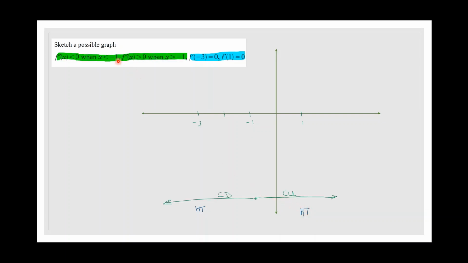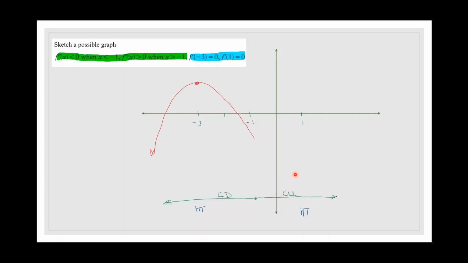Now we're going to tackle the second derivative part. So you're told here that it's going to be a negative second derivative, which indicates it's going to be a concave down function for all the values of x that are less than -1, and then concave up values for x greater than -1. So we have concave up for values that are greater than -1.